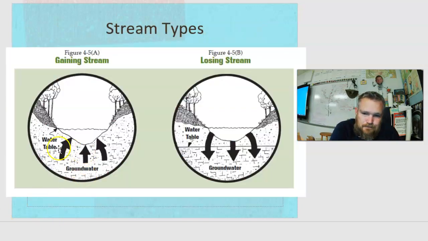Here's a picture of that. So notice the water table line, the stream cuts through it. This is a gaining stream. Water is going into the river from the ground. And then when you're below the water table, basically your water will be lost to the ground. The stream will dry up.